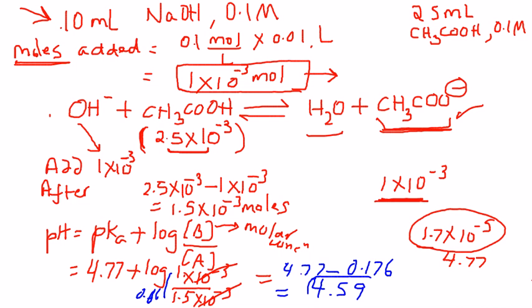So realize again that for the first part, when we had not added any base, we had 2.37, and now we are adding sodium hydroxide. After adding 10 milliliters of it, the pH has risen, and so this is that part. This is the buffering part of the curve.